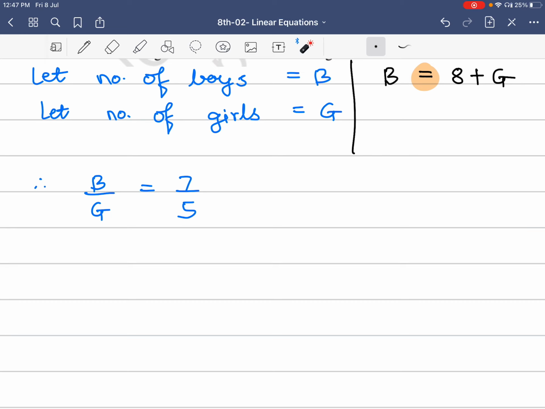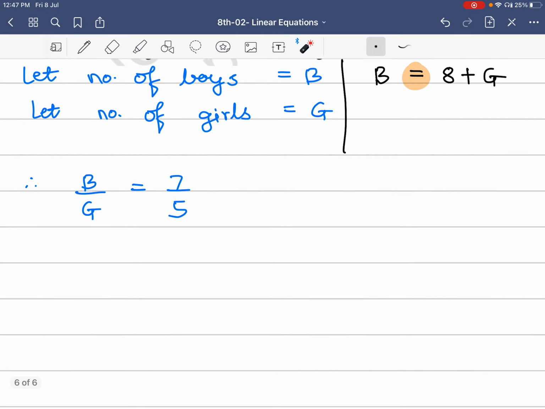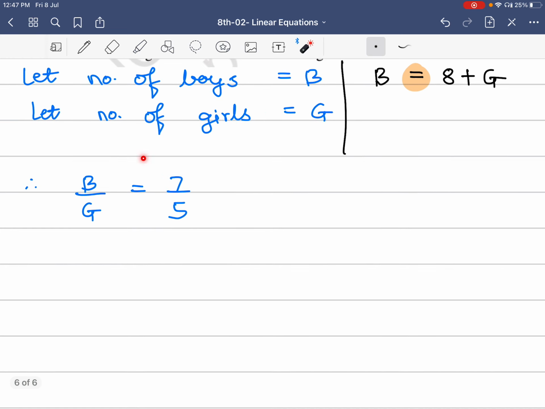Okay, so now let's come to the mathematical equations that we have formed. Now as you can see, we have two equations here, and we have these equations in two unknowns, two variables, that is B and G. So we should convert one equation into just one variable. So let's convert this equation into one variable.